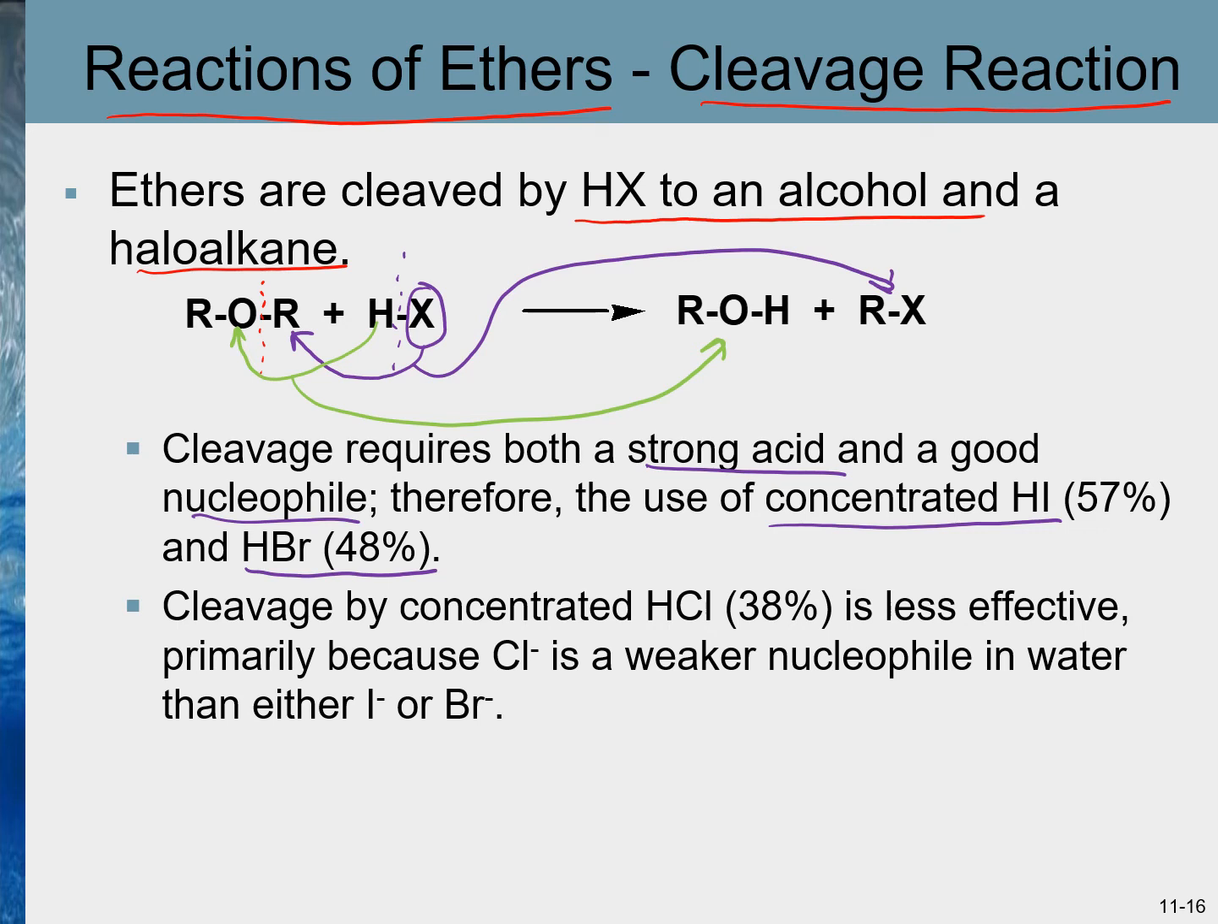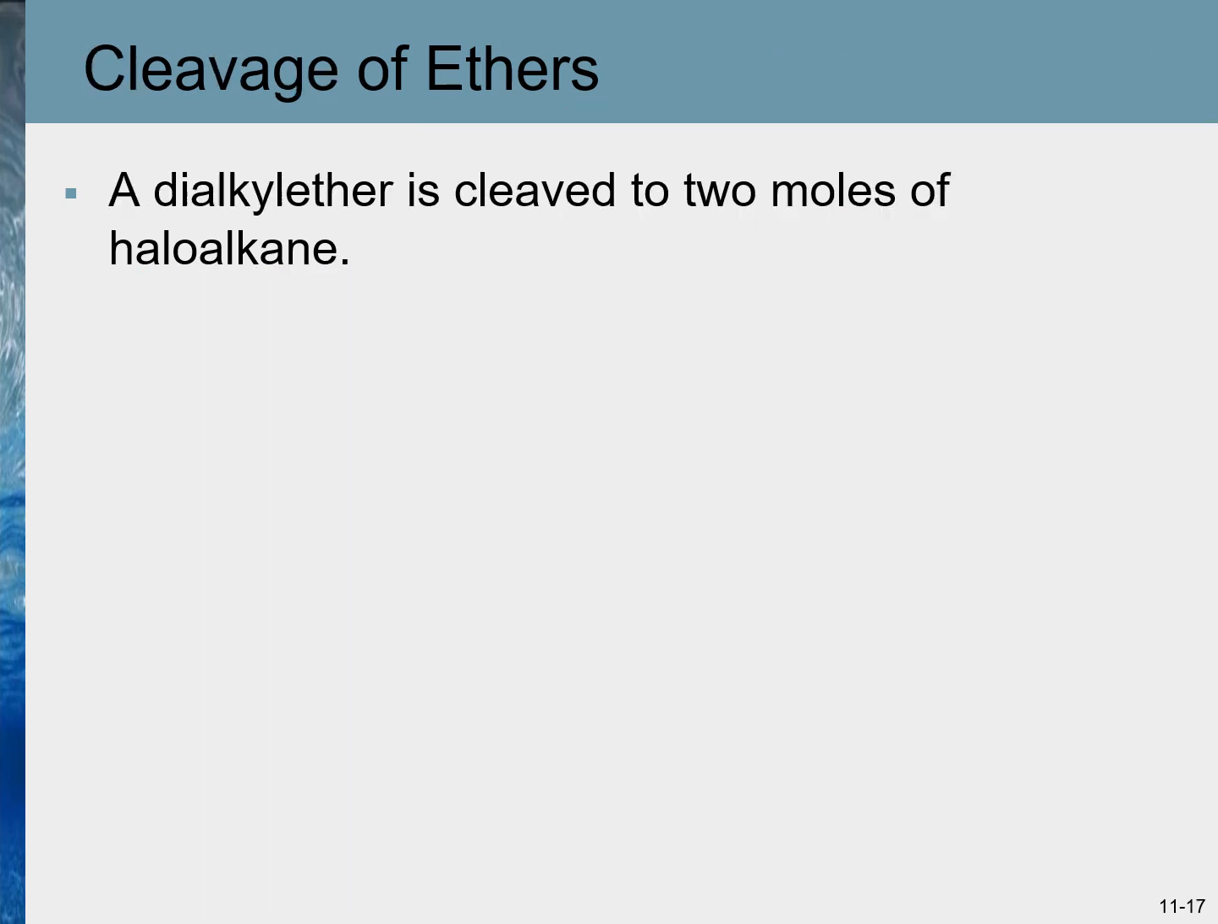Cleavage by concentrated HCl is less effective because chloride is a weaker nucleophile in water than iodide or bromide. The numbers shown in parentheses are the percentage yield values, and as you can see, the maximum yield is obtained when we use the most concentrated acid, which is HI. The percentage yield in case of HCl is the lowest. Let's take a look at a specific example of this cleavage reaction of ethers.